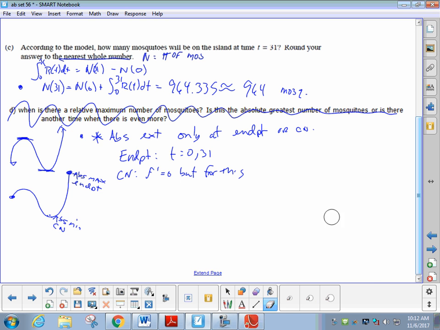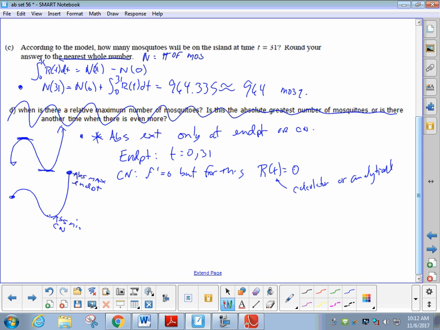But for this problem, what is the rate of change, r? So we don't really want to take a derivative. We want to know where r is 0. Okay? So you can find this either by calculator or analytically, just for the sake of practice. And at least in BC, I'd probably get an even split of both.